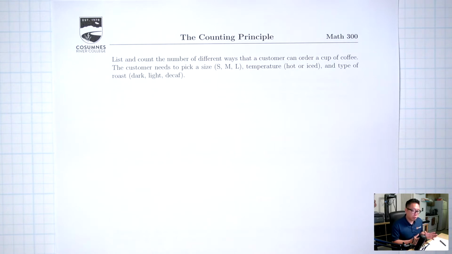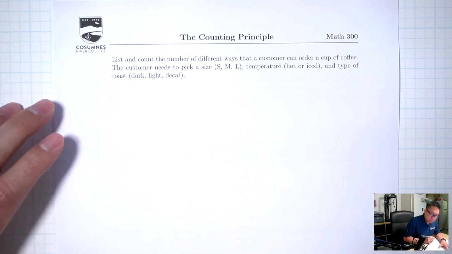So I'm going to use what's called a tree. So don't worry about writing this down because I'm not going to ask you to do this on a lab. So just pay attention for the next couple minutes. So to draw my tree, I'm going to start first with the customer.